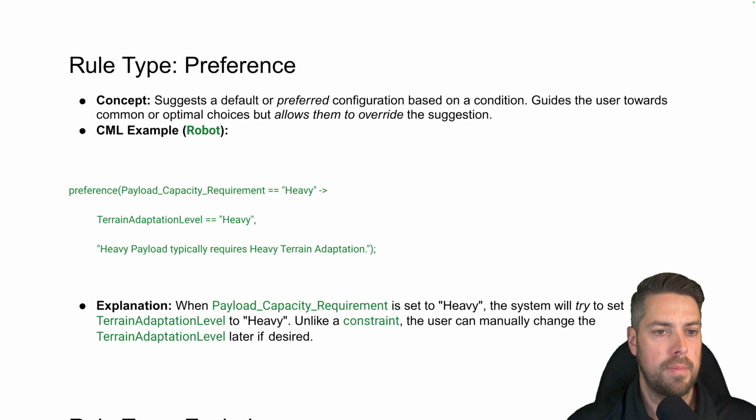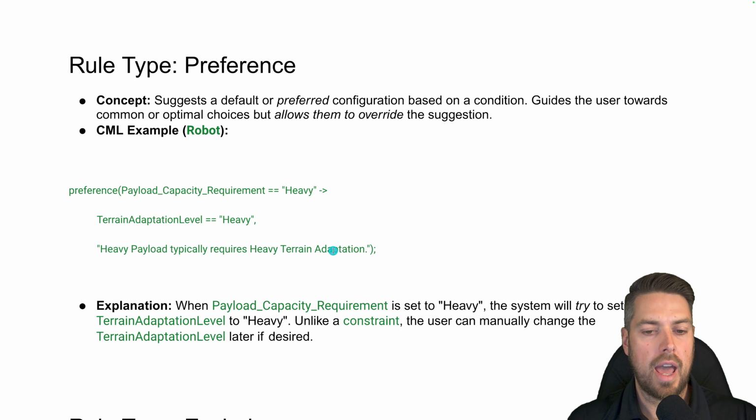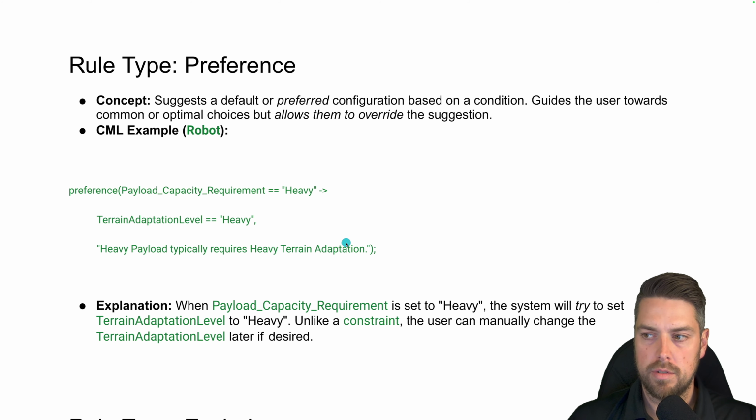The preference rule type is going to be somewhat similar to the constraint in that it might auto-select either an attribute or a product, but it's not going to work like the constraint because it's not going to enforce that requirement. So it's going to potentially auto-select your attribute value, but it's going to let the user change it to something else. So in this example, we're saying that if the payload capacity requirement is heavy, then the terrain adaptation level should be heavy as well, because a heavy payload typically requires heavy terrain adaptation, but that's only a preference. It's going to auto-select, but not enforce that afterwards.